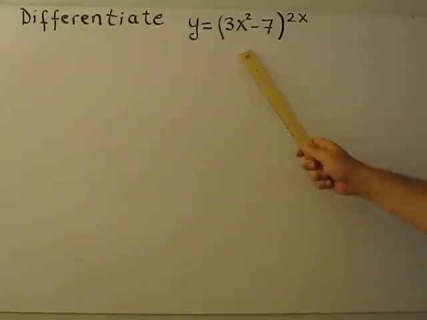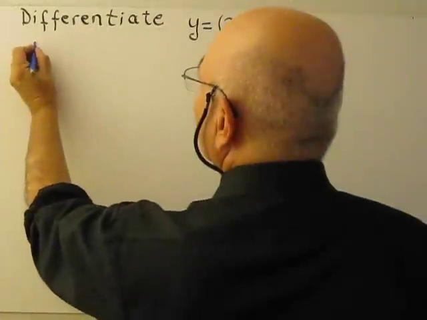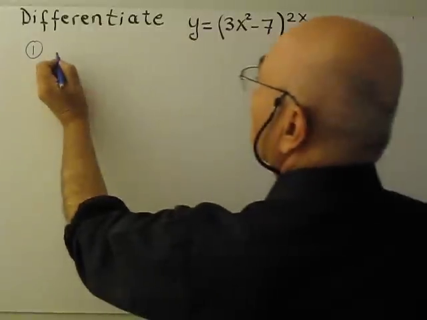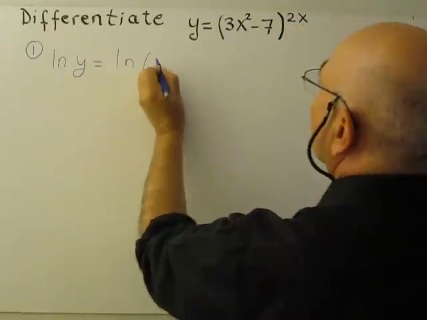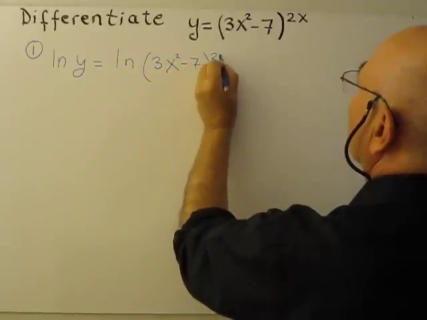Differentiate y equals 3x squared minus 7 to the power 2x. So the exponent is variable and the base is also variable. Since base and exponent are both variable, we have to use the method of logarithmic differentiation. Step one, take the natural logarithm of both sides. So ln of y equals ln of 3x squared minus 7 to the power 2x.